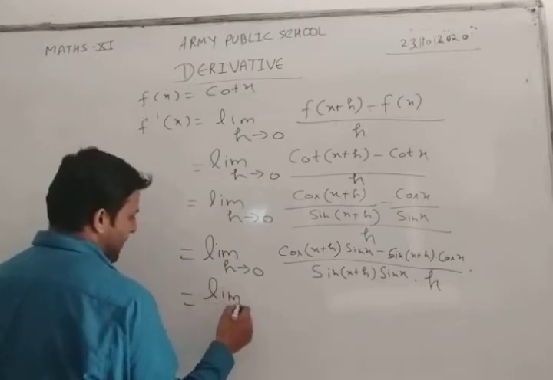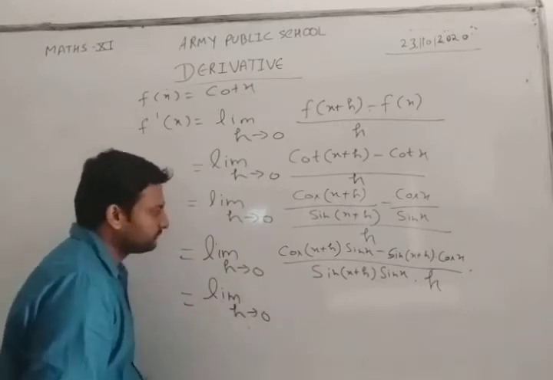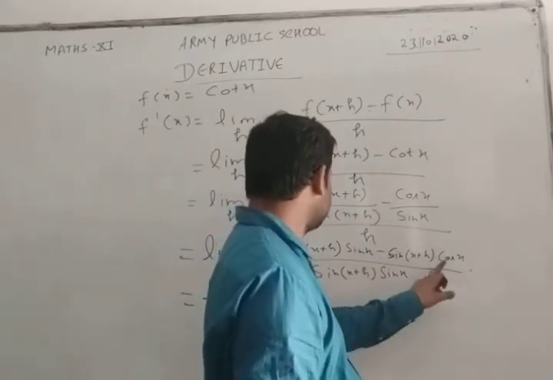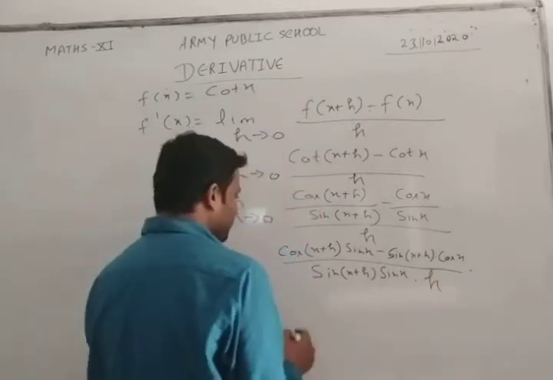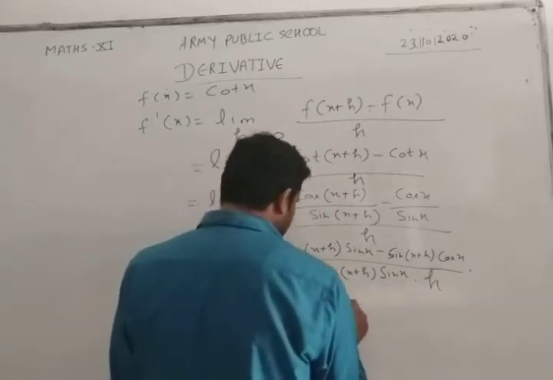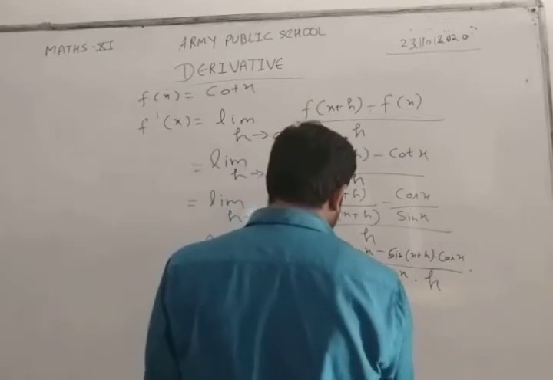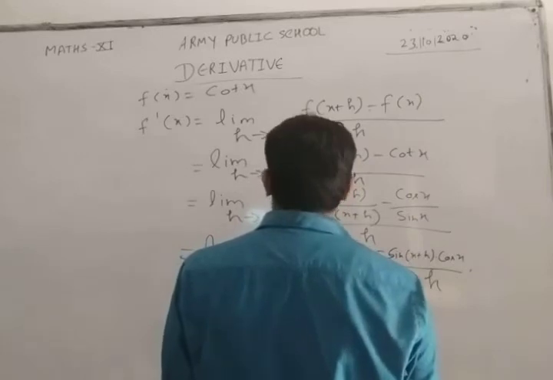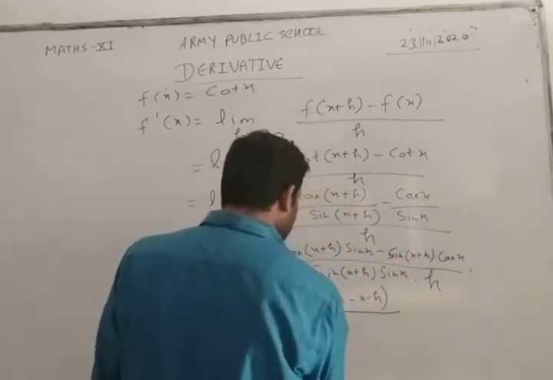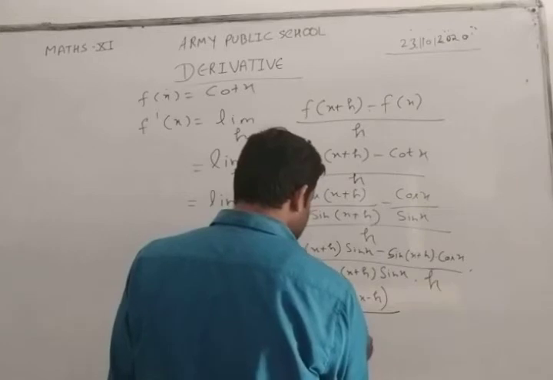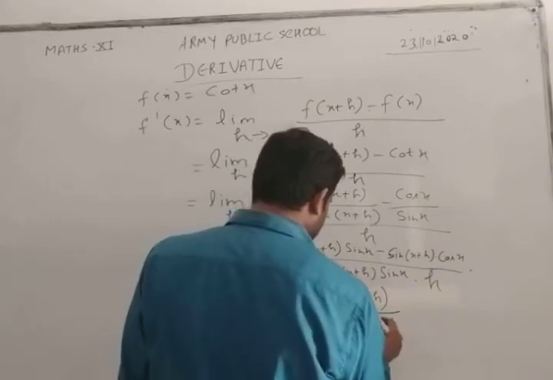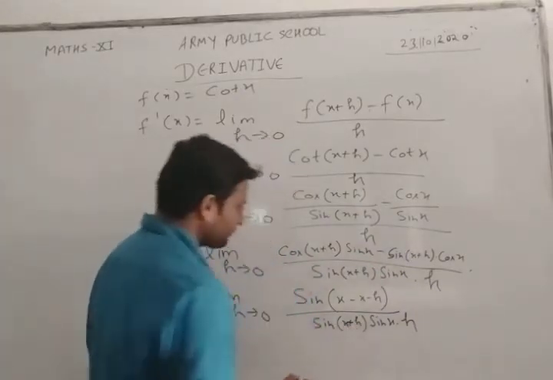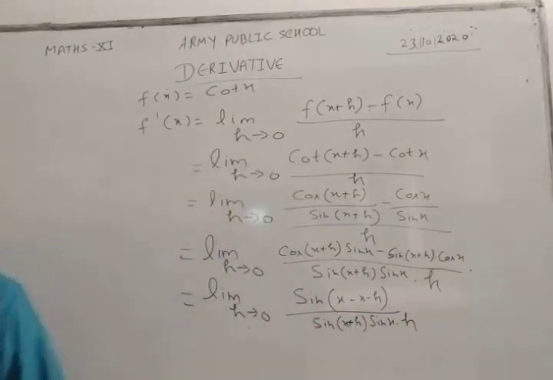So limit h tends to 0, cos A sin B minus cos B sin A. This is the formula of sin(A minus B). So we write sin(x minus (x+h)), okay, write it.